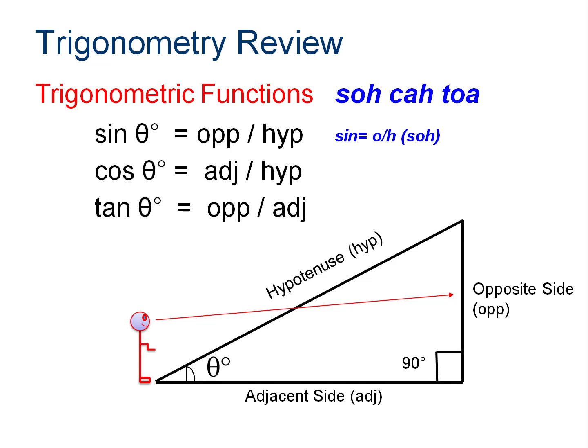So let's look at a little bit more in this mnemonic. When we say SOH, that just means that the sine is equal to the opposite over the hypotenuse. CAH means that the cosine is equal to the adjacent divided by the hypotenuse. TOA means the tangent is equal to the opposite over the adjacent. Easy to remember that way.